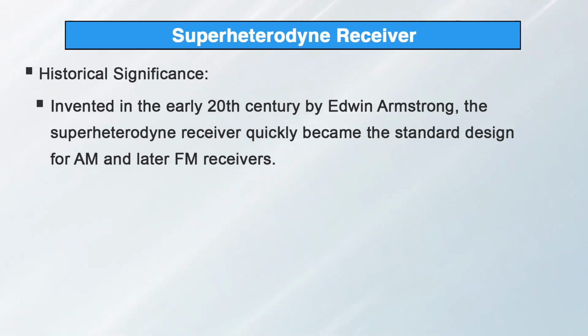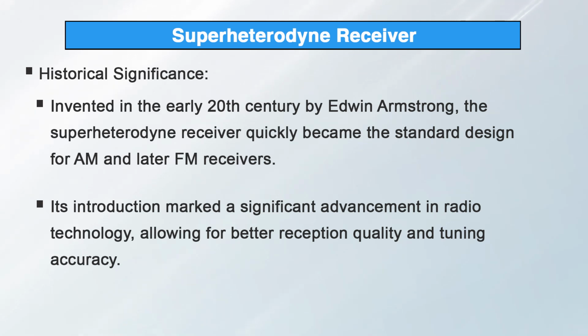There are some disadvantages too: more complex circuitry and design compared to a TRF receiver, and the initial cost and complexity may be higher. Invented in the early 20th century by Edwin Armstrong, the superheterodyne receiver quickly became the standard design for AM and later FM receivers. Its introduction marks a significant advancement in radio technologies, allowing for better reception quality and tuning accuracy.